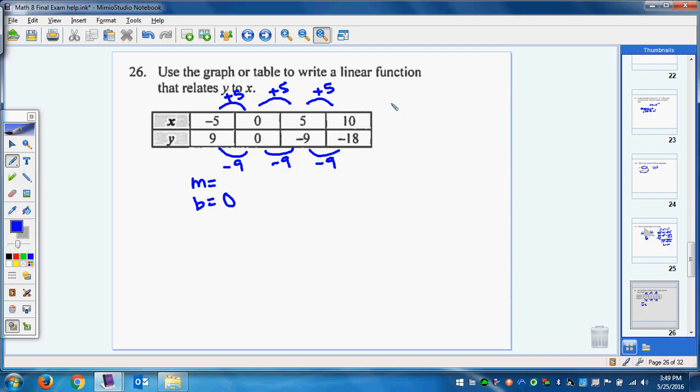And remember, it's rise over run. Rise, which is the y piece, over run, which is the x piece. Some of you messed this up previously because you mixed the numbers. So it's negative 9 over 5. So my equation would be y is equal to negative 9 over 5x. And I don't have to put anything at the back because I don't have to put plus 0 at all.